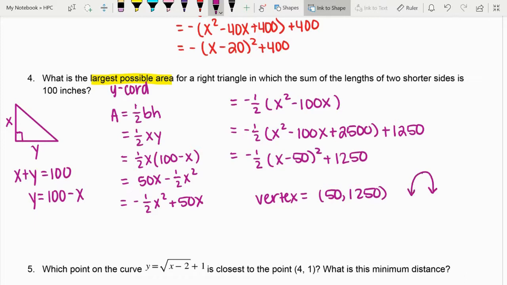It's opening down, so we were able to get that maximum point. So when x is equal to 50, the largest possible area is going to be 1,250 inches squared.